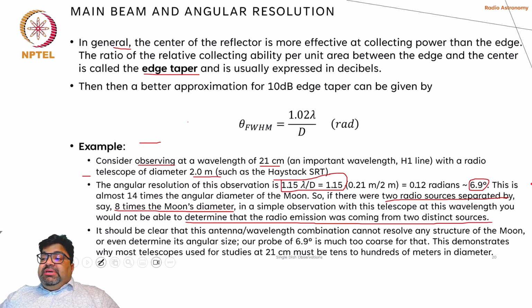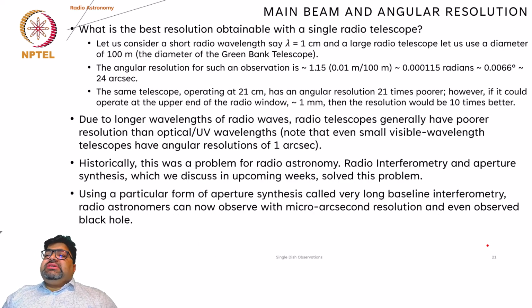It should be clear that this antenna at this particular wavelength cannot resolve any structure of the moon and even determine its angular size. So yeah, that is the limitation. Certain telescopes are meant to do something and not meant to do others. So that's what it all means.